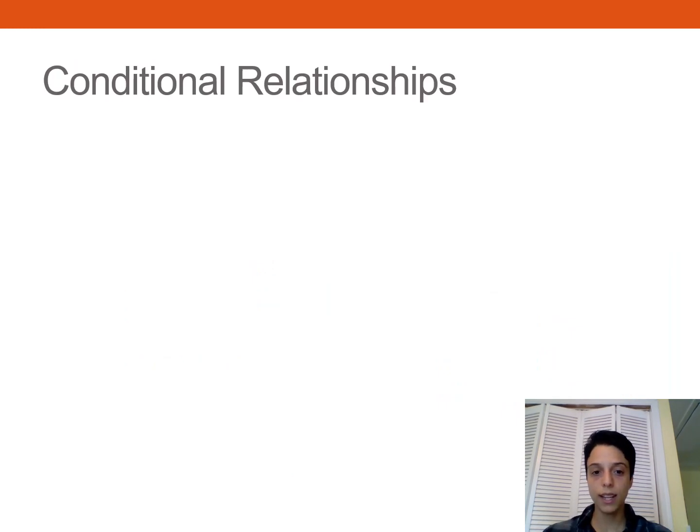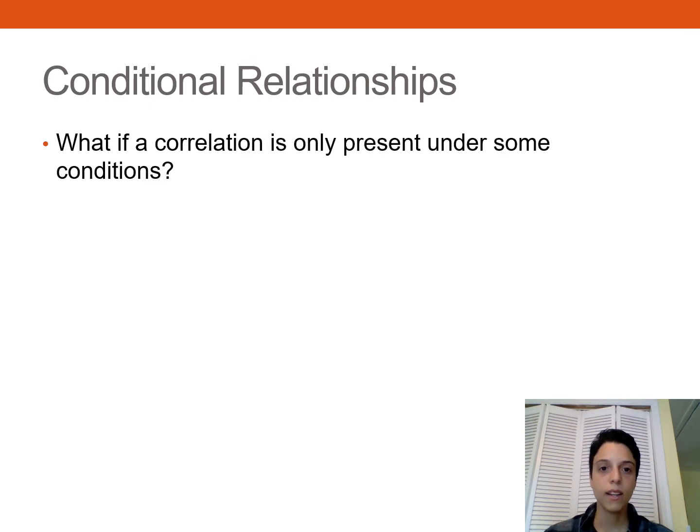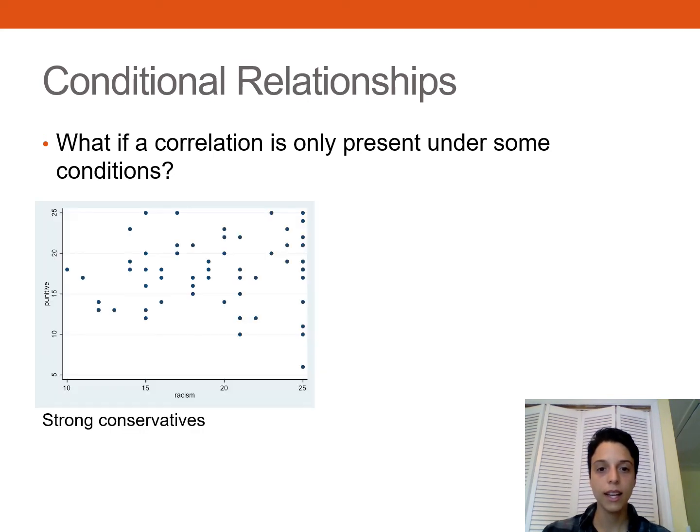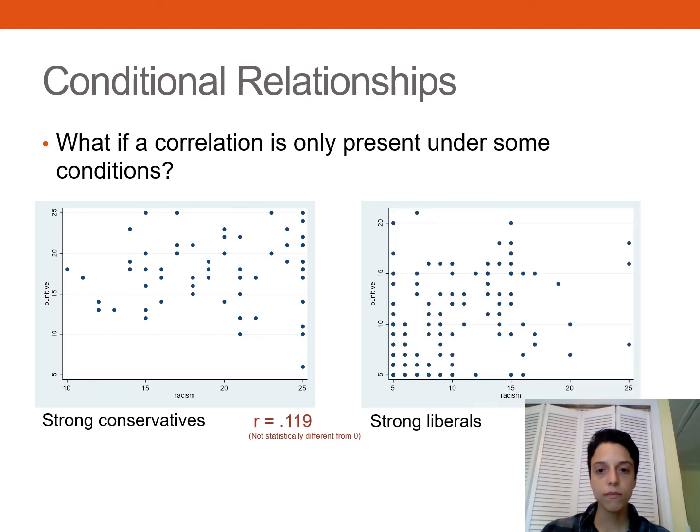Sometimes you also see a situation where two variables are related, but only under certain conditions. And we call these conditional relationships. So in other words, what happens if your correlation is only present under some conditions? An example that I'm going to give here is also based on the racism and punitiveness measures. But these two graphs are for people who identify strongly as conservatives and people who identify strongly as liberals.